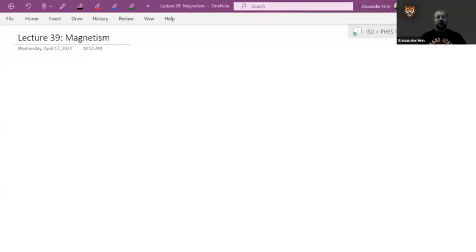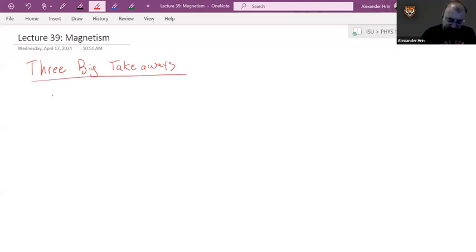Okay. So what we have here, first thing I want to do is the three big takeaways that I think are the most important things. If you've only got a short lecture to discuss it, the three big takeaways for magnetism are as follows. The first one is that moving charges cause magnetic fields.